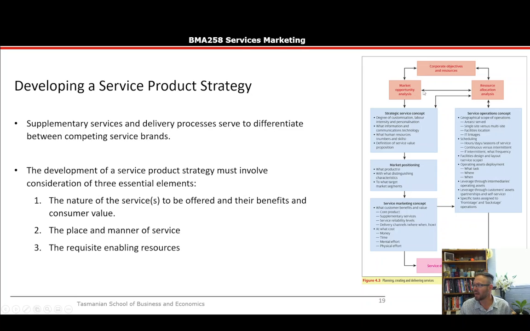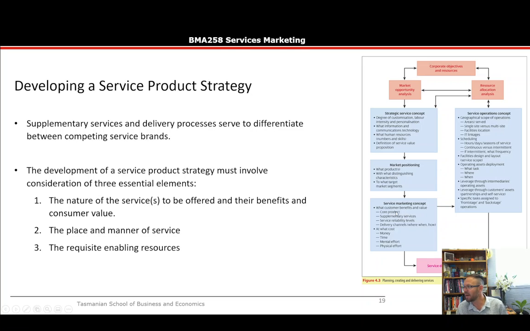Then we look at the market opportunity analysis and the resource allocation analysis. So the opportunities such as strategic service concept, degree of customization, labour intensity, personalisation, what information and communication technology is out there, what human resources, skills, a definition of service value. So these things, right? Strategic service concept. Now we have market positioning: what products, with what distinguishing characteristics, to what target market segments. That should be pretty familiar to us by now, because we've already covered this off, right?